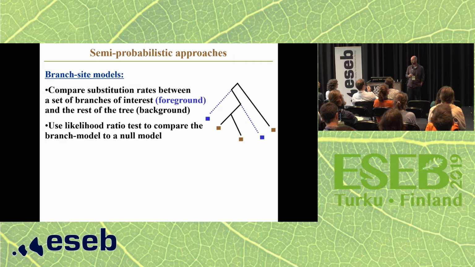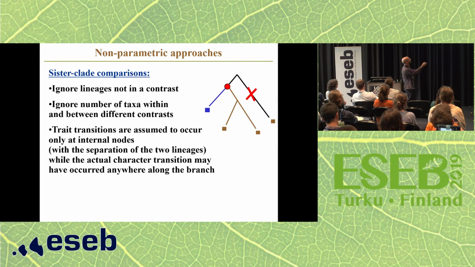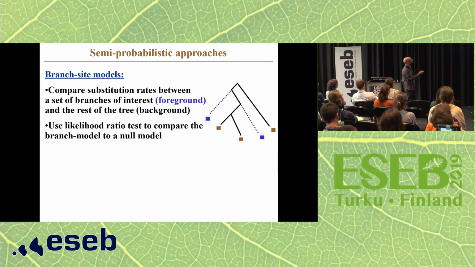Another common approach, just as we saw in the previous talk, is to use a semi-probabilistic approach. What does it mean, semi-probabilistic approach? Let's say we would like to compare the substitution rate between the black branches and the blue branches here. Then before we do the comparison, we specify the partitions a priori, meaning we decide that we would like to compare this whole branch against the rest, and the blue branches against this one, but we have to specify the partitions in advance.